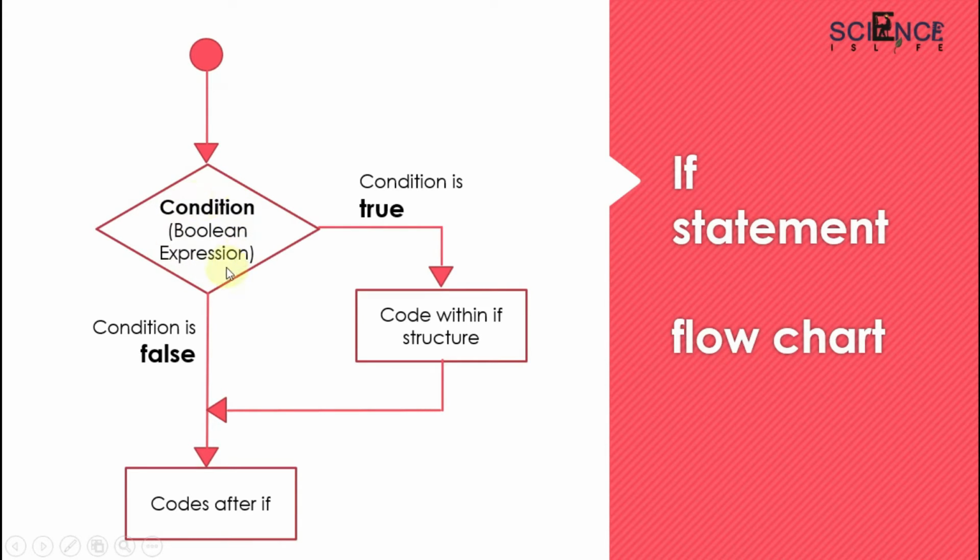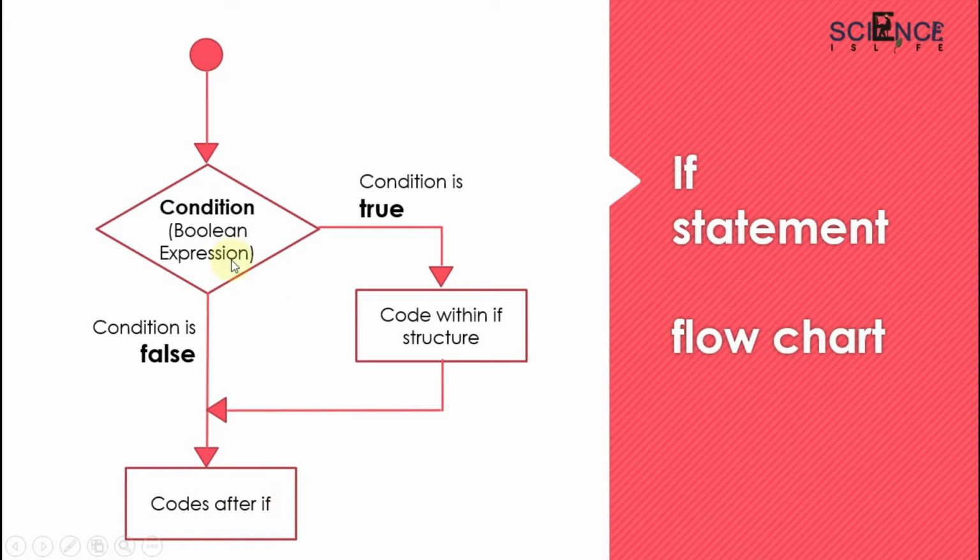If the condition is true, then we jump inside the structure of the if, and we execute the codes within the if structure. After that, we move outside of the if structure and execute the other codes after it, right?